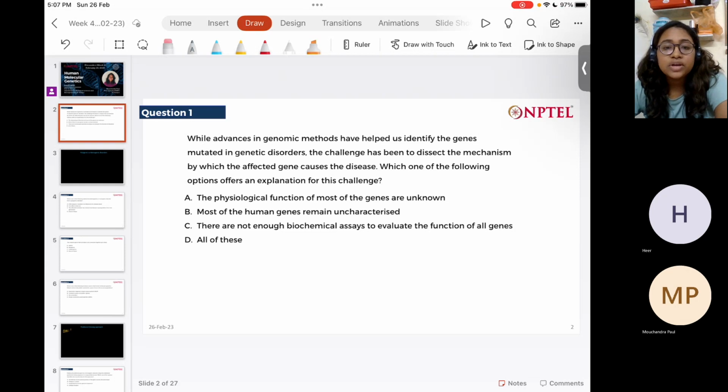There are not enough biochemical assays to evaluate the function of all genes. There are a few powerful assays, but those assays are not applicable for evaluating the function of all genes. For example, for mental retardation, it is quite difficult to develop biochemical assays which can help in identifying the defective genes which actually cause such a phenotype, like mental disorder and all of these.